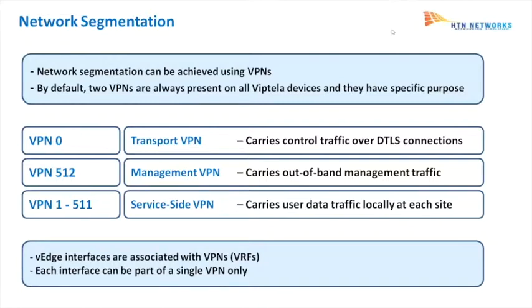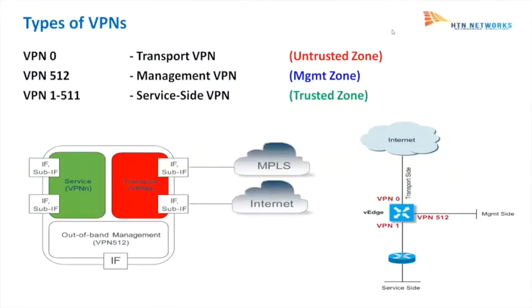It will clarify something. See this one, right? This is the box on the left-hand side, which is showing you the green, red, and the other white boxes. This is representing a VH router. Okay. So the red part has two interfaces. One interface is connected to the MPLS. The second interface is connected to the internet. This is your VPN 0, which is connecting to the WAN side of the network.